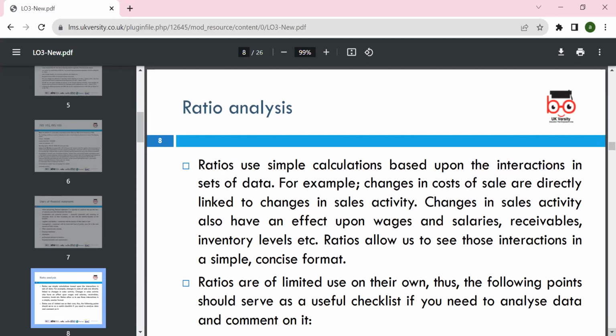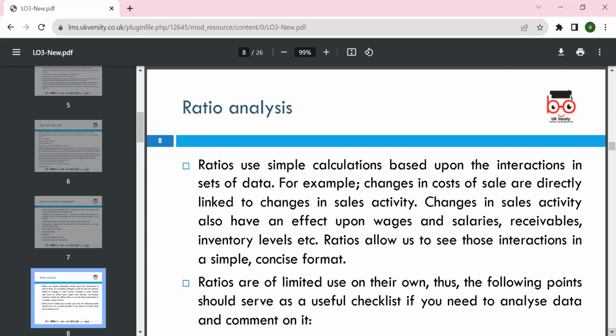Okay, ratios. So what is a ratio? Ratios are all about using a simple calculation based on the interaction of a set of data, two types of data. You have a numerator and a denominator, and you compare the two elements. For example, a change in the cost of sales is directly linked to the change in sales activity. So if the cost of sales increases, like at the moment due to inflation, the base rate went up to 5.25, that leads to an increase in cost, and increasing cost leads to less demand. Of course, it costs you more, you demand less, and ultimately sales will be less. So there is a link.